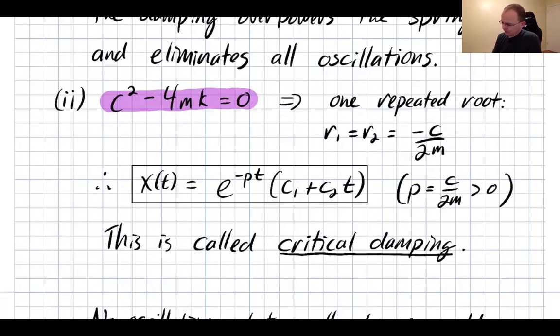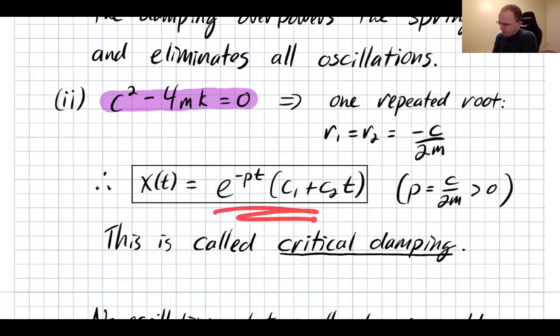We're going to let p be equal to this. So we'll get an e to the minus p times t. That's going to be one solution. And then to get the second solution, we know we need to multiply by t. So the second solution will be t times e to the minus p times t. And so that'll be our second solution. And so then we form the linear combination of those two, and this gives us our general solution here.